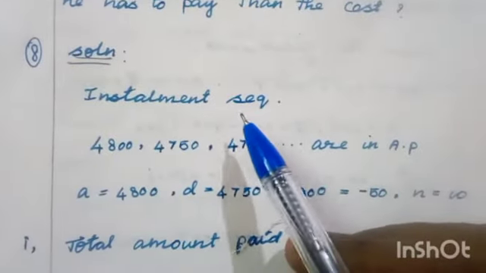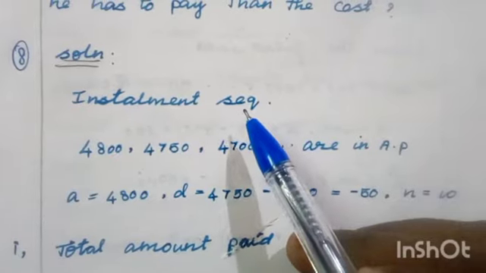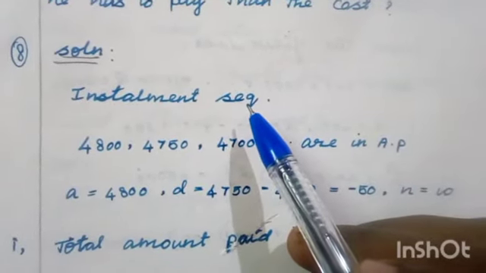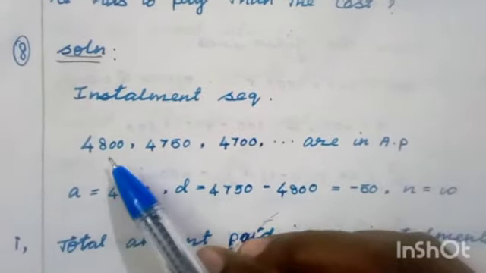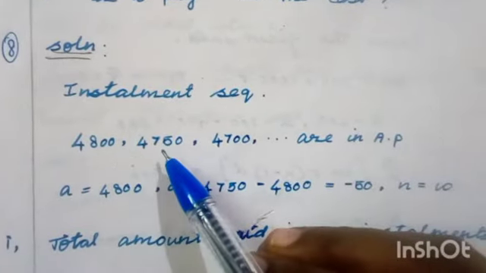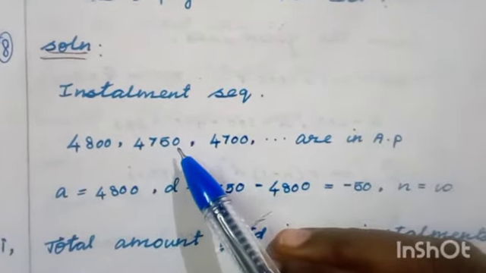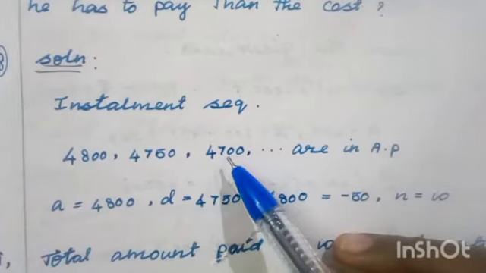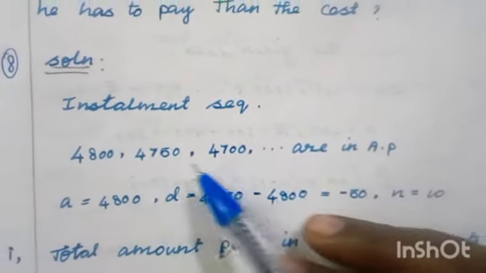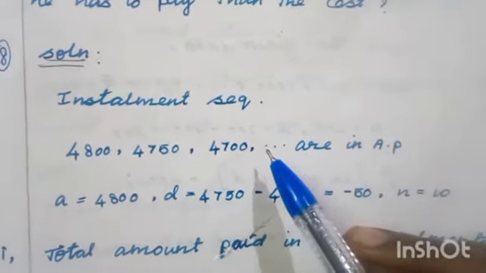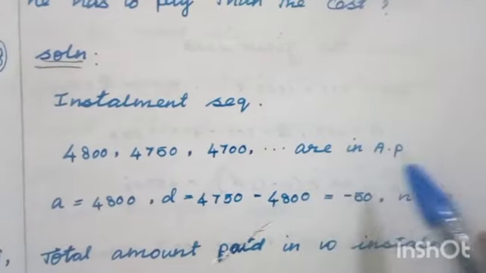Students, in the given question, 10 installments are given, that you have to make as a sequence. The first installment is 4,800, second installment 4,750, third one 4,700. So you make it as a sequence. They are in AP.